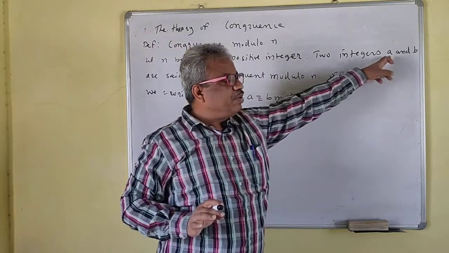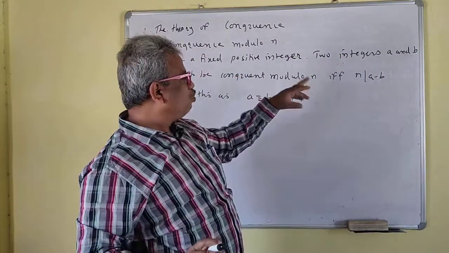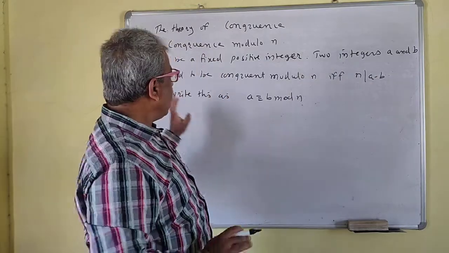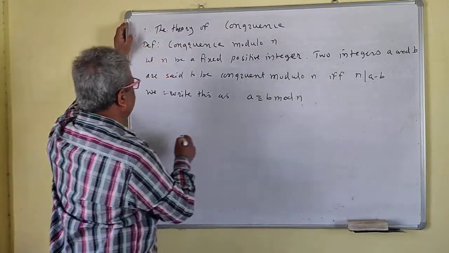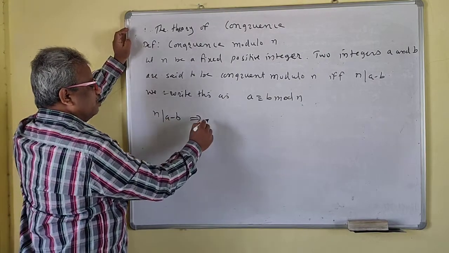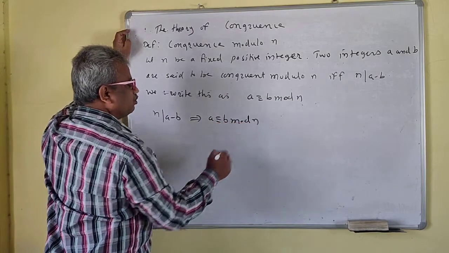That means we have taken two integers. They may be positive, may be negative. Whatever the integers are, they are said to be congruent modulo n if n divides a minus b. Okay, and this is the standard notation. So that means n divides a minus b implies that a is congruent to b mod n.